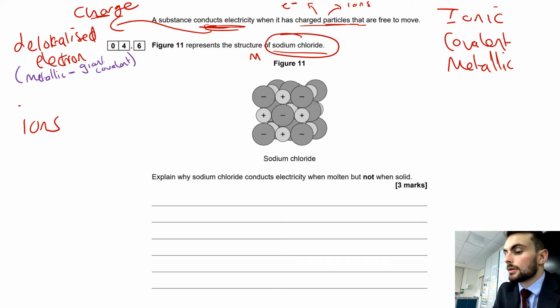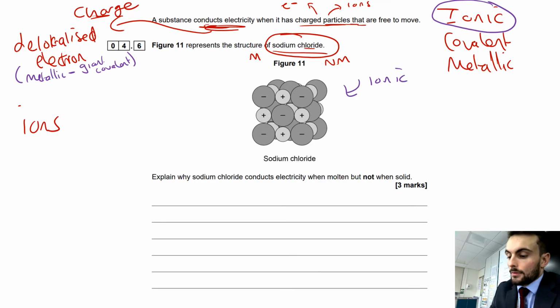Sodium is a metal and chlorine is a non-metal. Which one is it? If it's a metal and a non-metal, it's ionic. So this is an ionic substance. And we can see that because we've got the oppositely charged ions. Explain why sodium chloride, so we've got to say why. Explain why sodium chloride conducts electricity when molten but not when a solid.